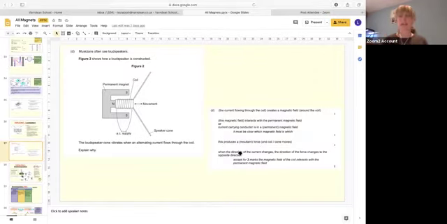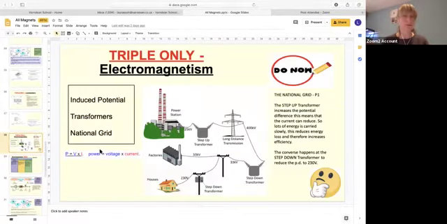The extra bit here is that obviously the current is changing direction because it's alternating, so that then causes the force to also move in the opposite direction. Okay, so that is just reinforcing your understanding of the motor effect. Not much more to add from there.